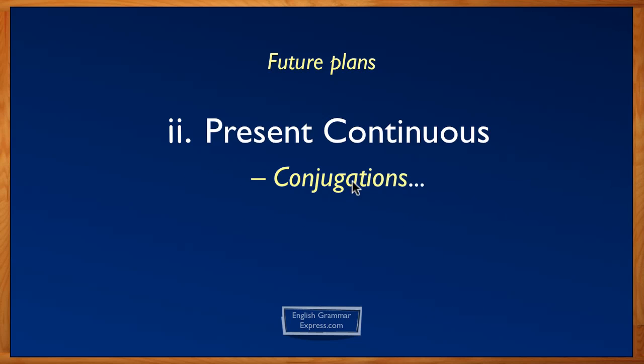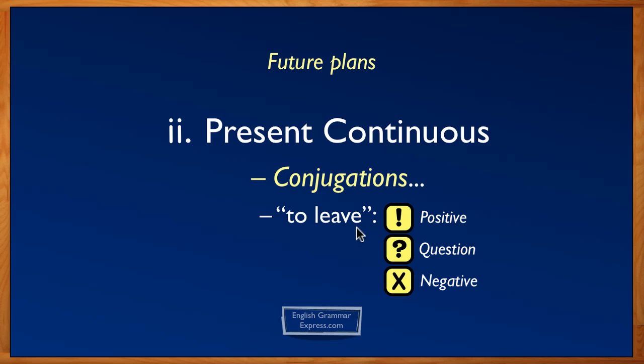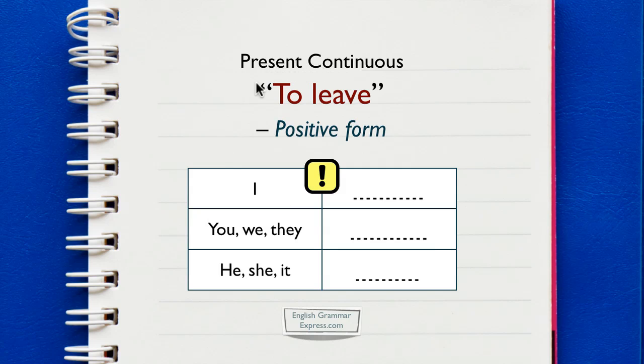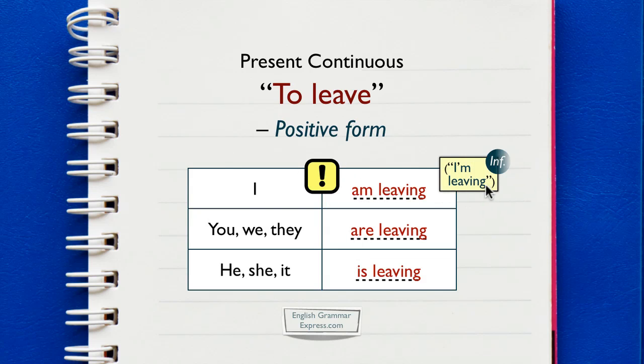Let's look at the conjugations for present continuous. In this case, we're going to use the verb to leave in the positive, question, and negative forms. Of course, we've already done this earlier, but it doesn't hurt to do it again. Present continuous, to leave in the positive, I am leaving, you, we, they are leaving, he, she, it is leaving.